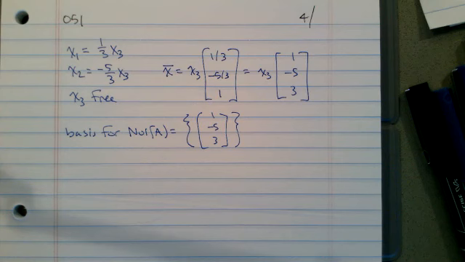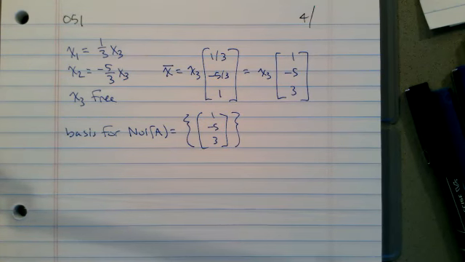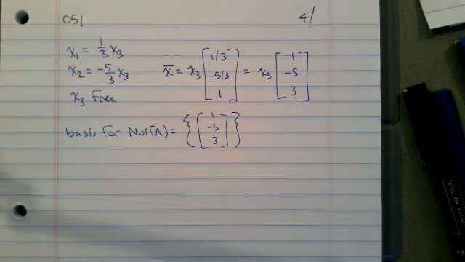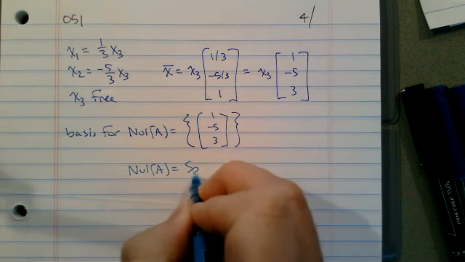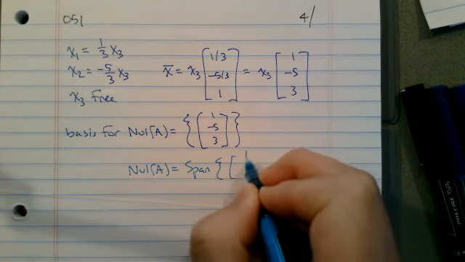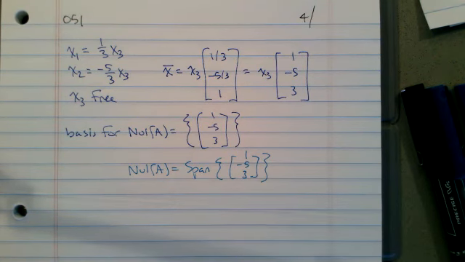Yep, write the solution set to the homogeneous equation in parametric vector form, and then pull those vectors into a set, just list them, and then say this is a basis for the null space of A. So related to the previous question, you could also describe this by saying that the null space of A is the span of the vector 1, -5, 3. You could also write it that way, because now you're telling me that it's all the multiples of this vector. Any questions?